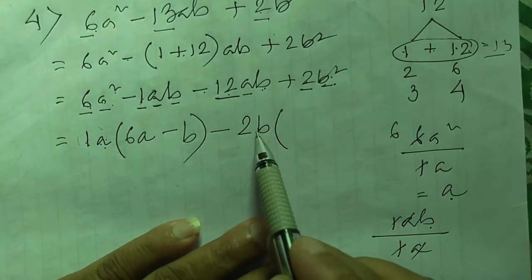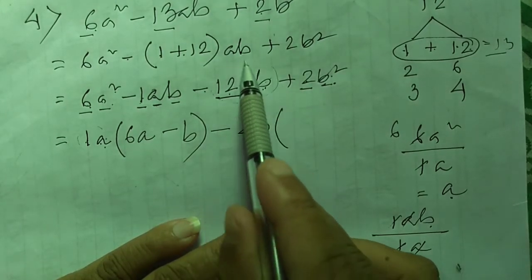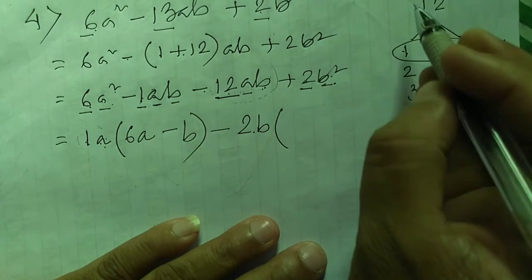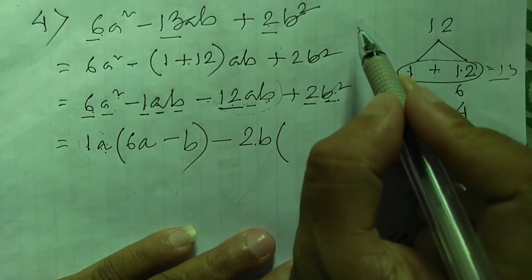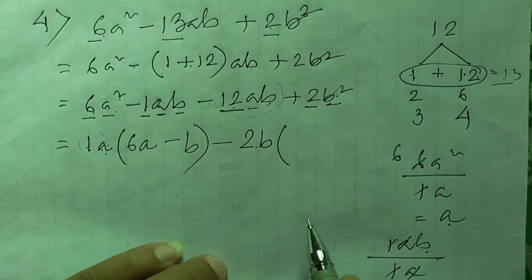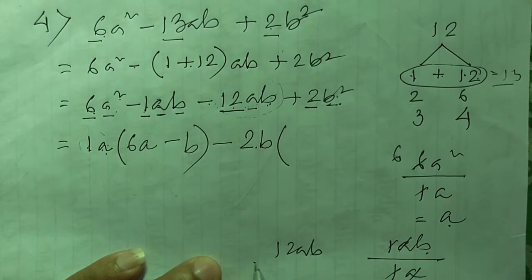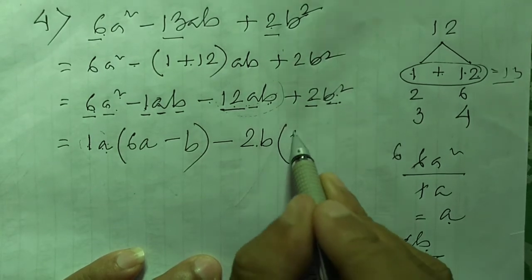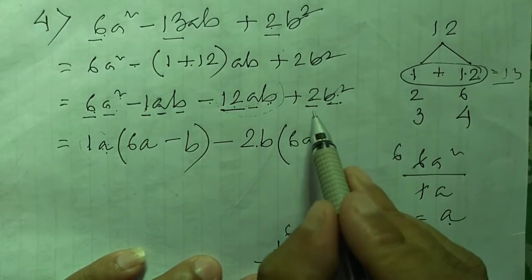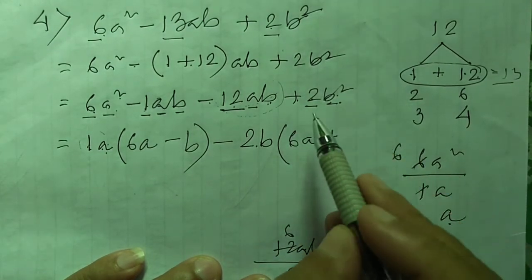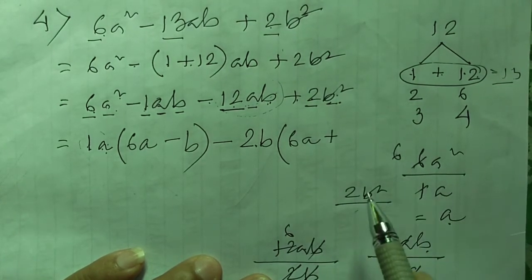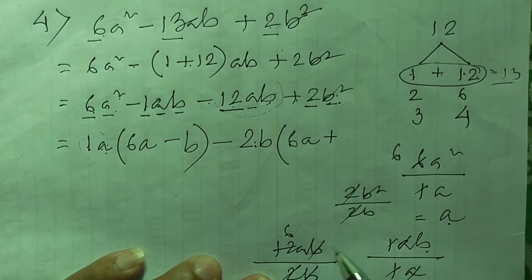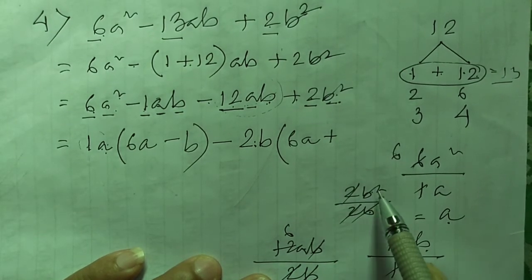Now, by 2B, you have to divide this whole by 2B. So let us divide. So that is what we are getting. 12AB by 2B. B cancelled. 2 6. So 6A we are getting. 6A. Fine. Plus. Now by 2B you divide 2B square by 2B. 2 cancel. B square by B, if you cut it, you get B.